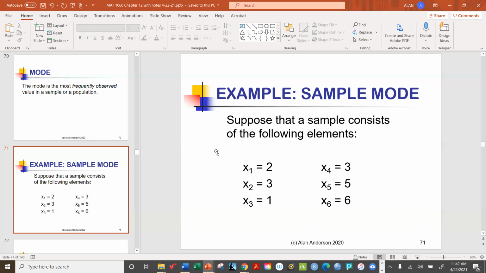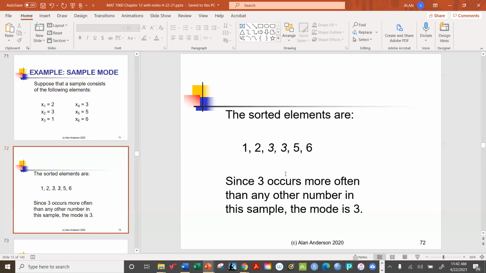All right, let's take a look at this sample. Now, just like with the median, we're going to sort everything from low to high. And when we do, we end up with this. Now, if you notice, there's only one value that's repeated. That's the 3. And therefore, 3 becomes the mode of this sample. And you can see it's really, really simple.